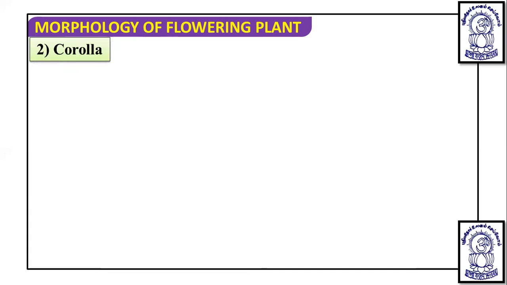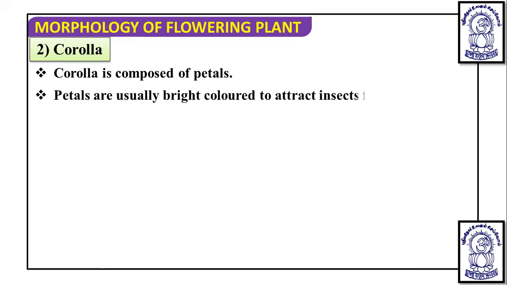After this, the next thing which we are going to discuss is the corolla. When we talk about the corolla, it is composed of petals, a group of petals, and this whorl is present inner to the calyx. These petals are usually brightly colored, because they should be attractive in nature, and due to this bright color, they attract insects for pollination.